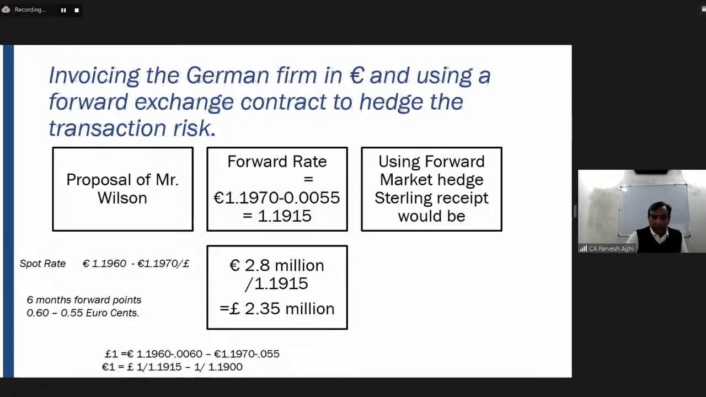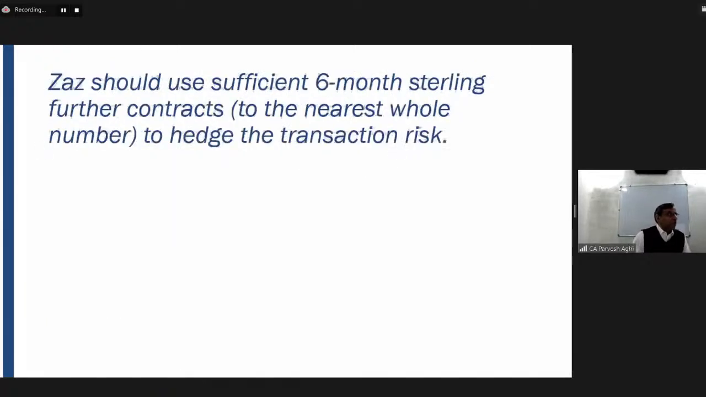Okay, so Z should use sufficient 6 months sterling futures contracts to the nearest whole number to hedge the transaction risk. Okay, good. Ambika, yes, definitely. I just made a mistake by calling it the ask rate, but actually it was the bid rate. So you have followed it, fine. So Z should use sufficient 6 months sterling contracts to the nearest whole number to hedge the transaction risk.